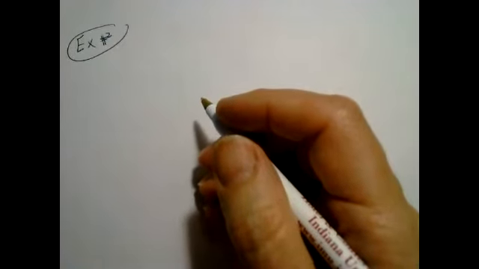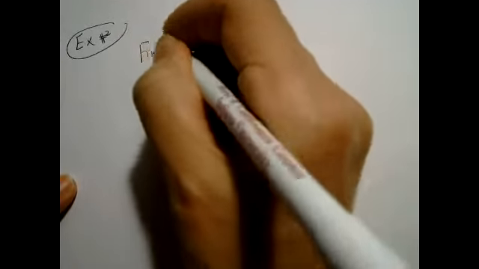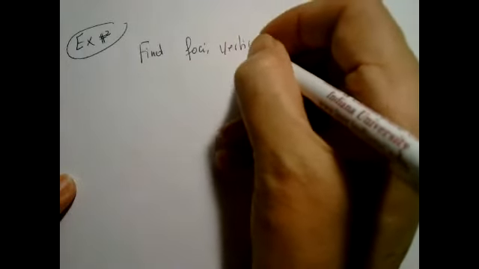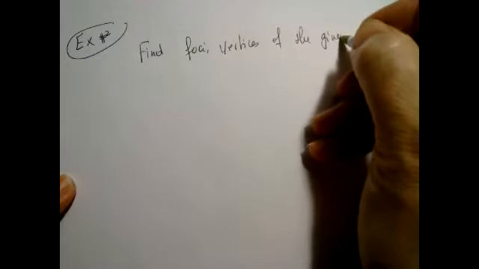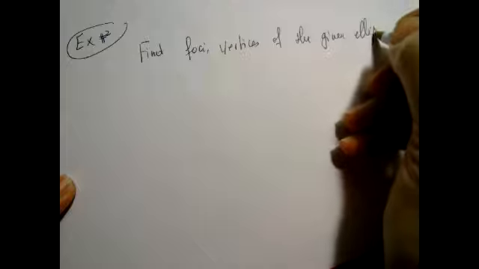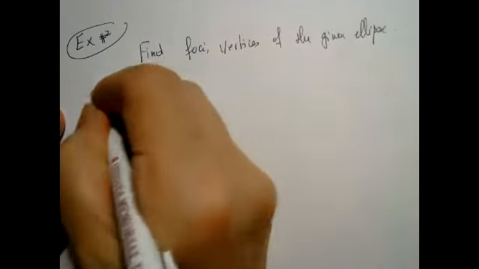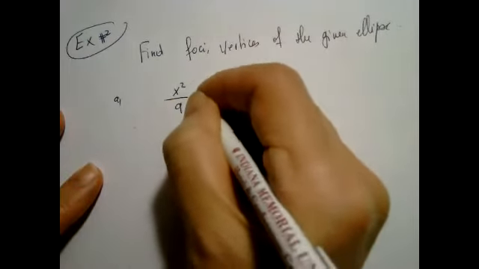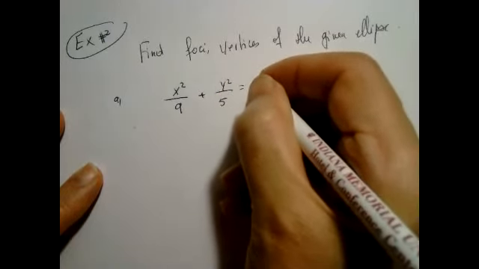All right, so example number 2. Let us consider the following equation. Find the foci and vertices of the given ellipse. I'm going to give 2 examples. The first one is x squared over 9 plus y squared over 5 is equal to 1.